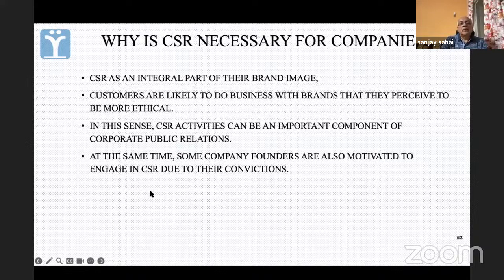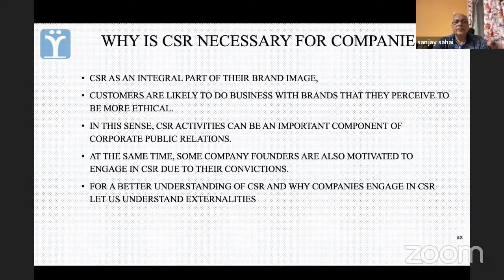And there are some company founders who, the Tatas are again a very good example. Narayan Murthy is another example. Azim Bhai Premji, Wipro man, he's another example. They sometimes have their own convictions कि नहीं हमें ये करना चाहिए. We are getting so much, it is our duty to give back. और जब ये होता है, then the CSR becomes even better.